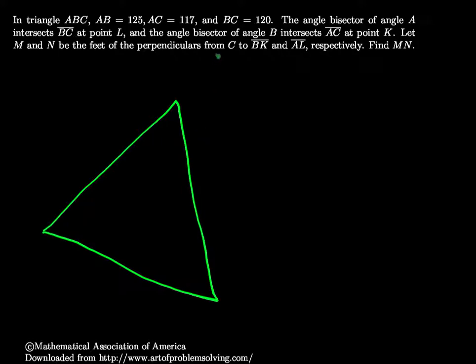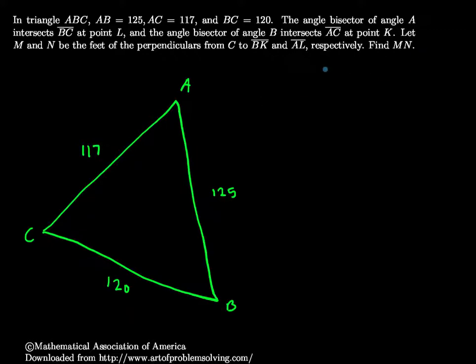Let's have this be A, B, C. And we know that AB is 125. We know that BC is 120. And AC is 117.